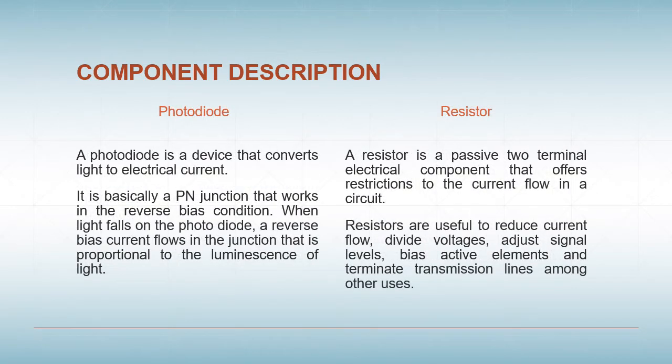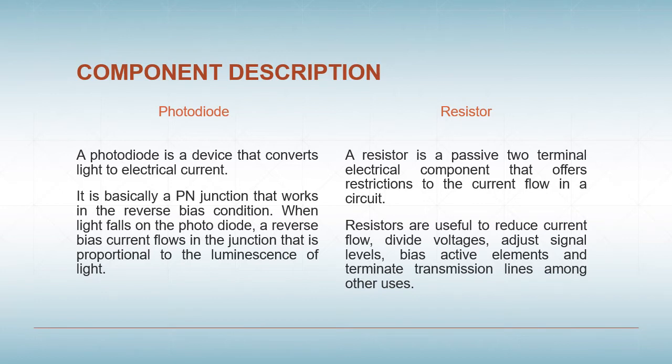Photodiode. A photodiode is a device that converts light to electrical current. It is basically a PN junction that works in the reverse bias condition. When light falls on the photodiode, a reverse bias current flows in the junction that is proportional to the luminescence of light.